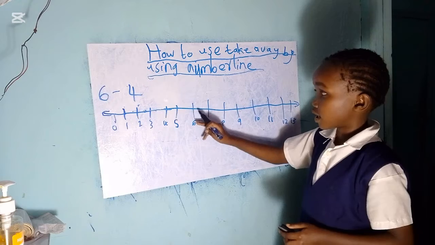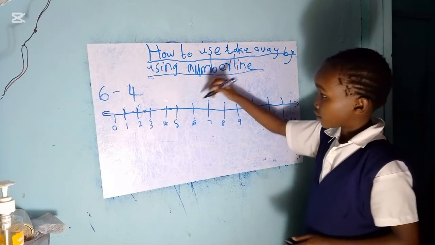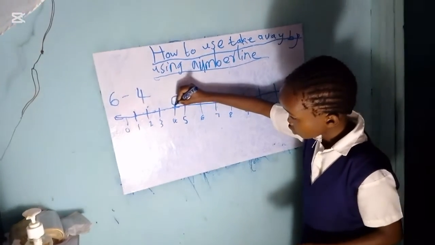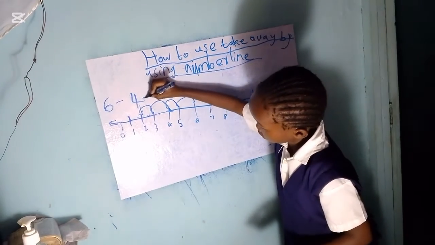So, 6 take away 4. You go backwards. You need to do 1, 2, 3, 4. You see, the answer is 2.